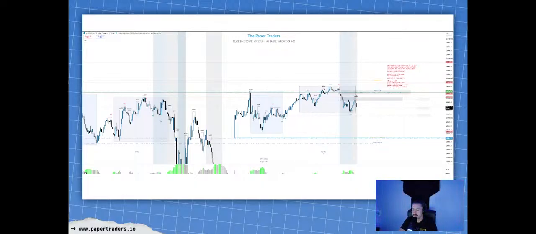If price continues to trade above the London session, then we are going to look for upside.